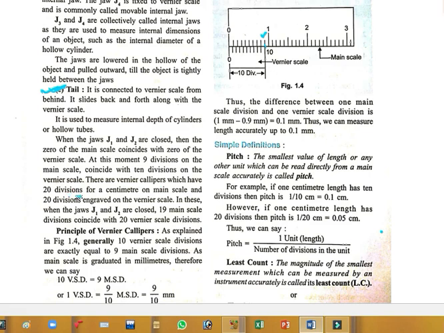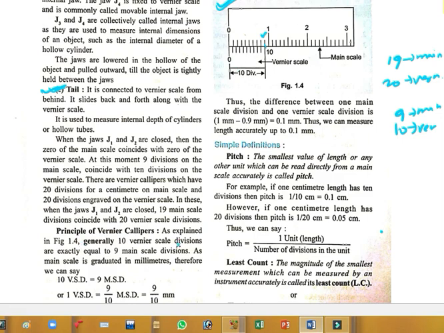And there are vernier calipers which have 20 divisions for a centimeter on the main scale and 20 divisions engraved on the vernier scale also. We have considered the 10 divisions, but some vernier calipers have 20 divisions also. Okay, in that case the 20th division of the vernier will coincide with the 19th division of the main scale. If we consider 10 divisions, your 9th will be on the main scale and 10th will be on the vernier scale, as you can see. So this is the 10 division scale.